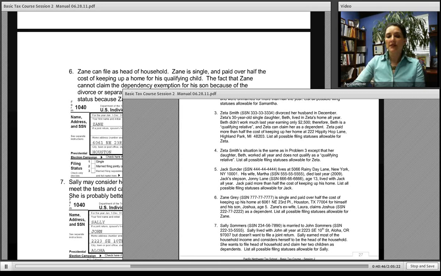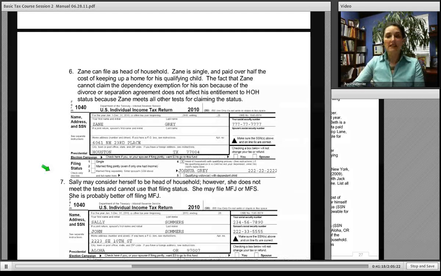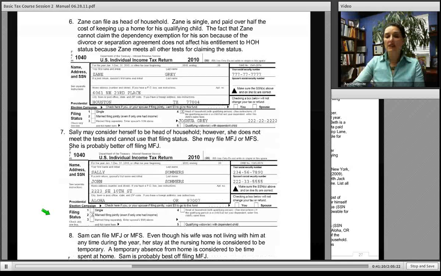Problem number 7. Sally Summers is married to John Summers, and Sally lived with John all year, but doesn't want to file a joint return. Sally earned most of the household income and considers herself to be the head of the household. She wants to file head of household and claim her 2 children as dependents. List all possible filing statuses allowable for Sally. Well, she's married, she lived with her husband, she has 2 choices: married filing separate or married filing jointly. And of those 2, most likely married filing jointly is going to be the most advantageous filing status.